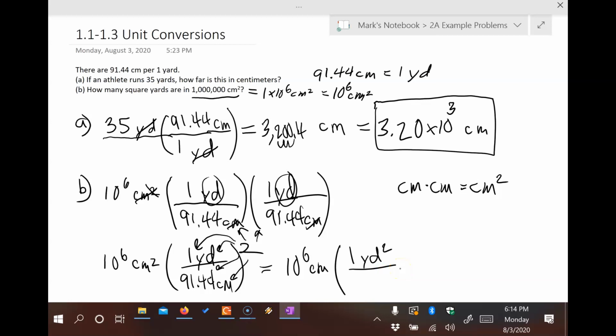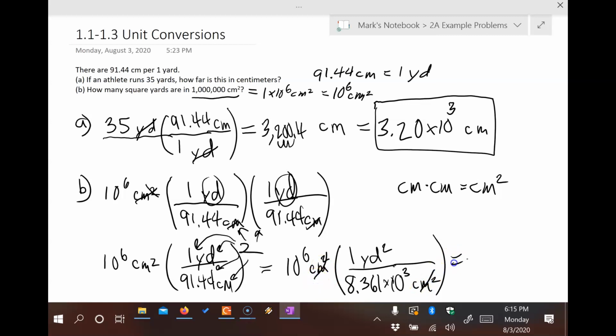And then if we square the 91.44, let's see what we get. 91.44 squared, we end up getting this number, 8.361 times 10 to the 3rd. And then we need to square the centimeters, so there we go, centimeters squared. I forgot my square here. I can cancel out my centimeters. Notice I had the dimensions wrong when I wrote it. Now I see I'm right because I had to cancel out centimeters squared.